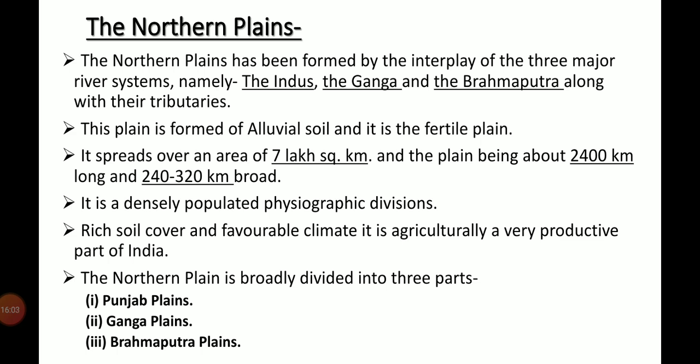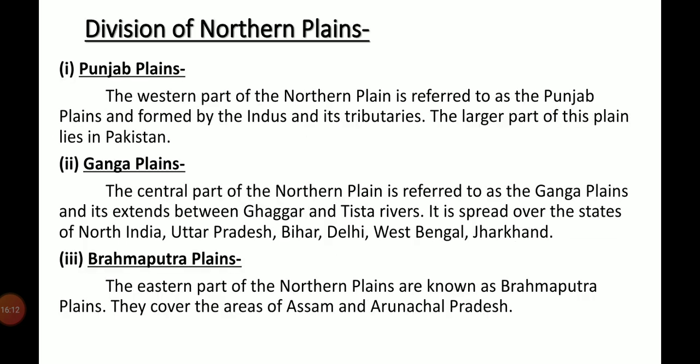The northern plains are broadly divided into three parts: Punjab plains, Ganga plains and Brahmaputra plains. Number 1, Punjab plains. The western part of the northern plains is referred to as the Punjab plains and it is spread over the states of Punjab, Haryana, some parts of Delhi, Uttarakhand, Himachal Pradesh, etc. And these plains are formed by the Indus and their tributary rivers like Chenab, Satluj, Jhelum, Beas, etc. And the larger part of this plain lies in Pakistan.